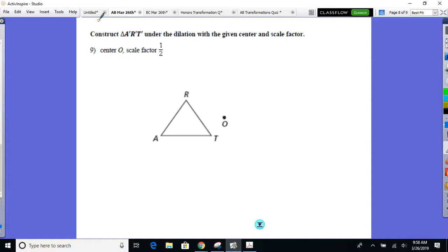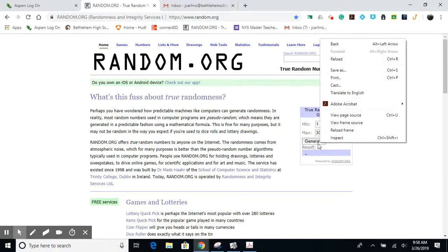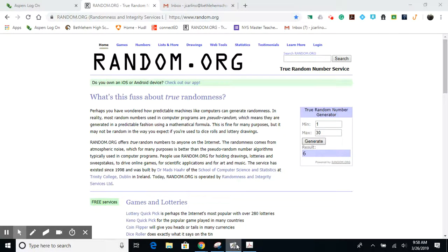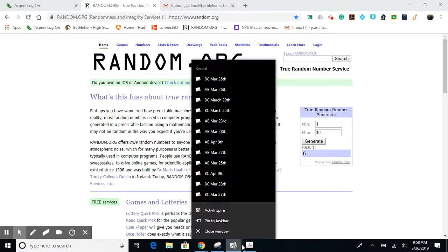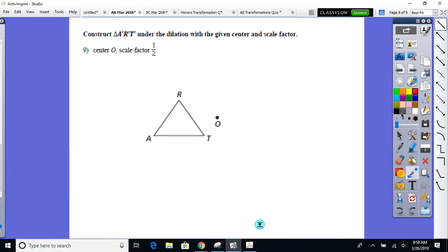So ready? I'll ask somebody, because if I have a class decision, I'll get chaos. Now here we go. Which one do you want to dilate first? R? Okay. So everyone agrees R is going to get closer to O. All right. How much closer? Half the way. So ready, everyone? You have a distance right now from R to O.